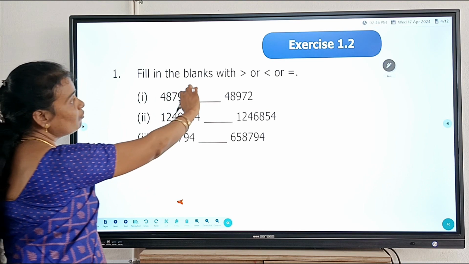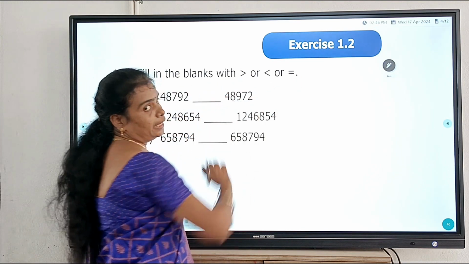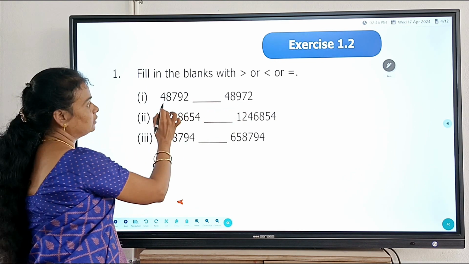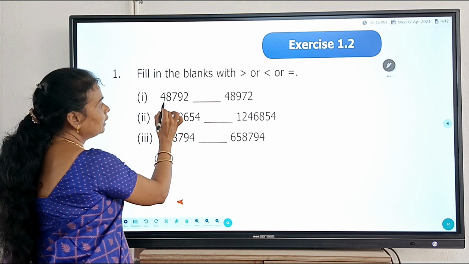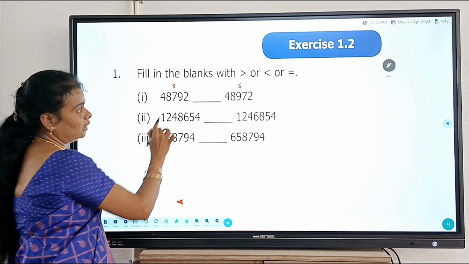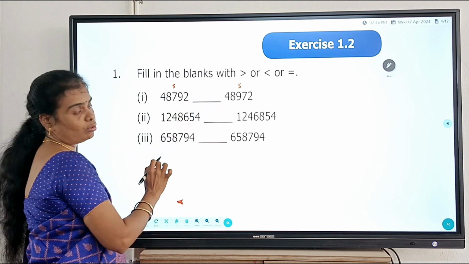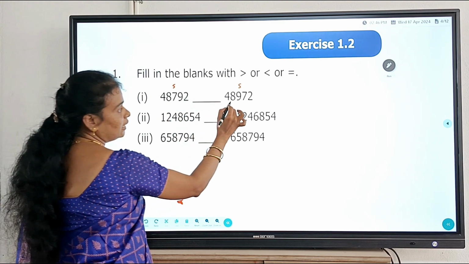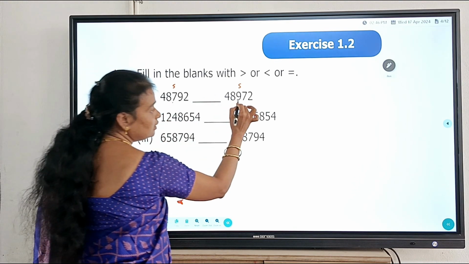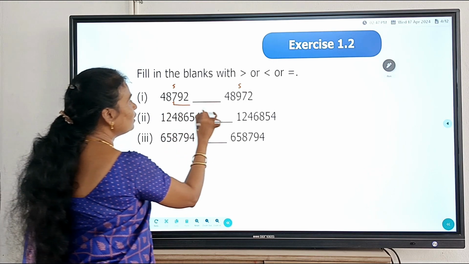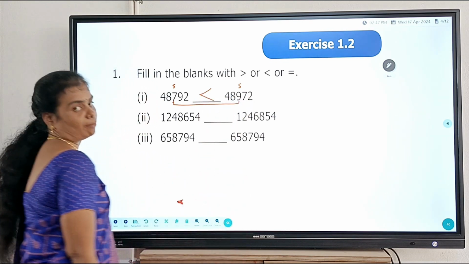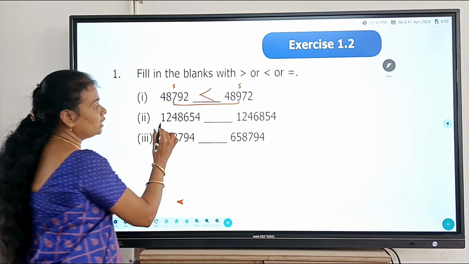The first sum here is, fill in the blanks with greater than, lesser than or equal to sign. So first question, compare the numbers on both sides. First compare the number of digits. Here you have 5 digits and here also 5 digits. So now compare each digit separately. First one is 4 here and here also 4. Then go to the next one, here 8, and here also 8. And go to the third one, here it is 7 and this side it is 9. So compare this 7 and 9. Which one is bigger? 9 is bigger, and hence the wider mouth should face this number. Is it clear?